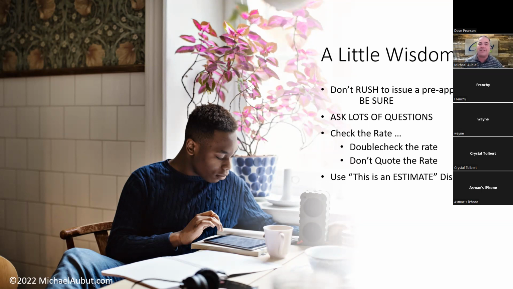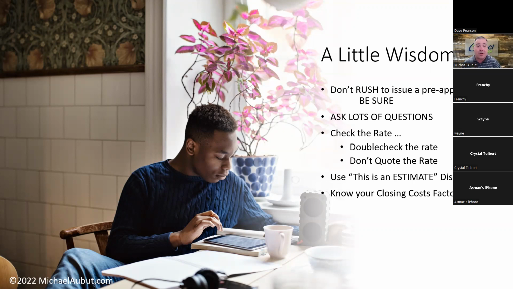The disclaimer, guys, this is an estimate. As we're talking about cash to close, as we're talking about ballpark payment, if you don't say, John and Mary, this is an estimate, John and Mary, I'm not 100% sure, obviously, until we have an exact sales price and more information about the property. John and Mary, your mortgage payment's going to be in the ballpark of $1,200 plus taxes and insurance. This is an estimate. This is an estimate. You say it over and over and over.